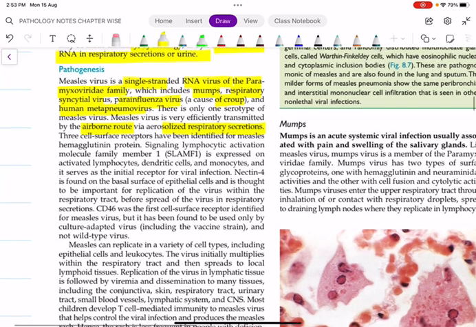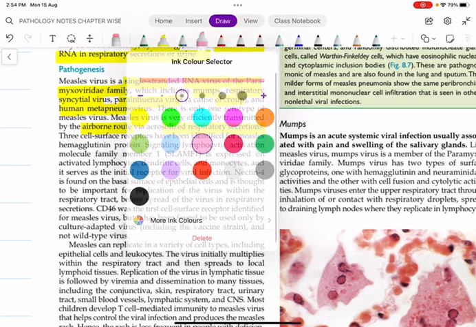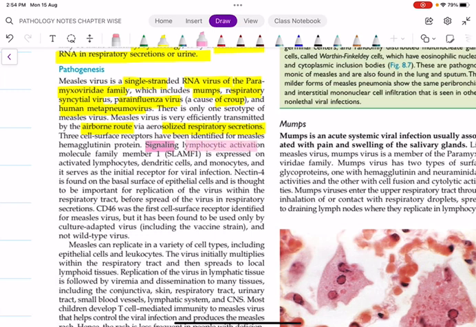So what is the pathogenesis? That is the next important thing we have to remember. Measles has been known to activate a protein called SLAM F1. What is SLAM F1? I am going to highlight it with a different color. Signaling lymphocytic activation molecule family member 1 is expressed on activated lymphocytes, dendritic cells and monocytes, and this is the initial receptor for viral infection.